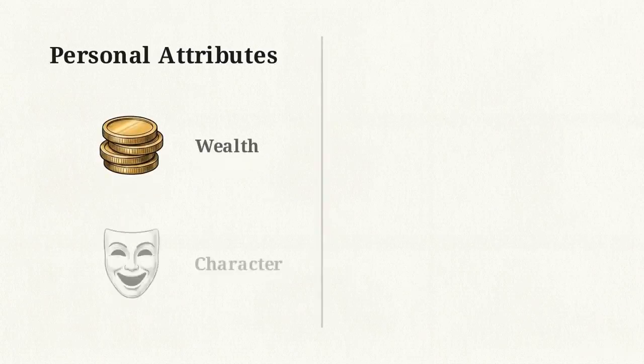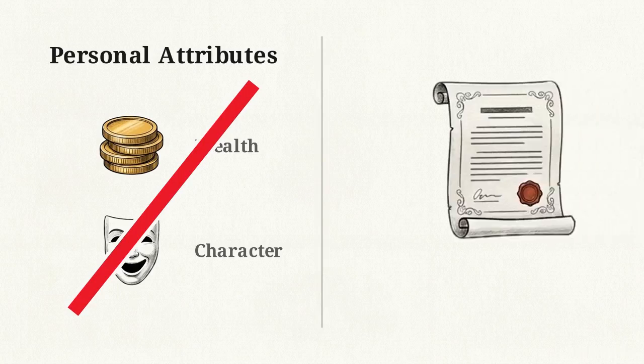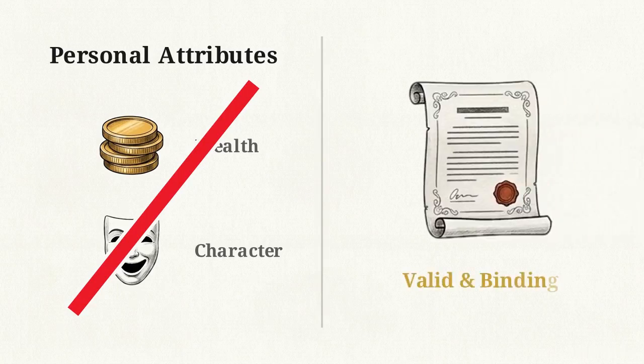Conversely, a mistake regarding a person's attributes, such as their wealth or character, does not render a marriage voidable. Deception about status does not compromise the legal formation of the contract.